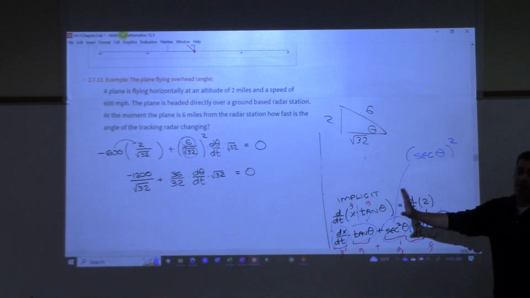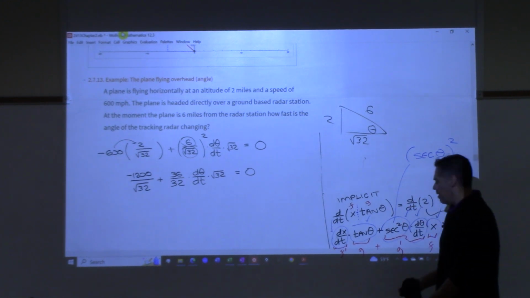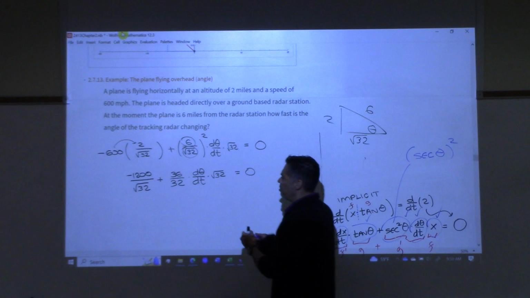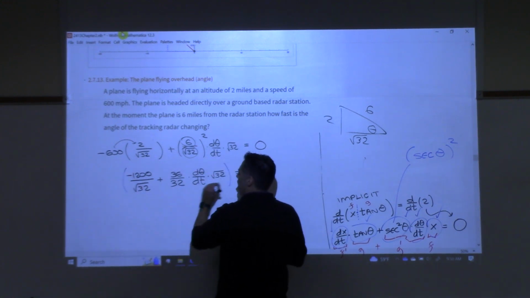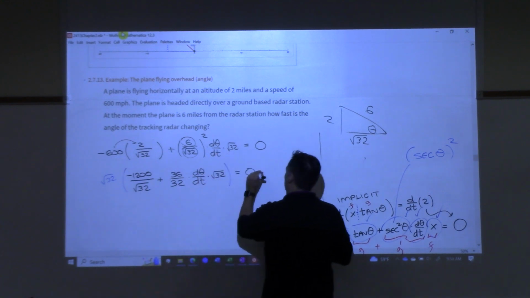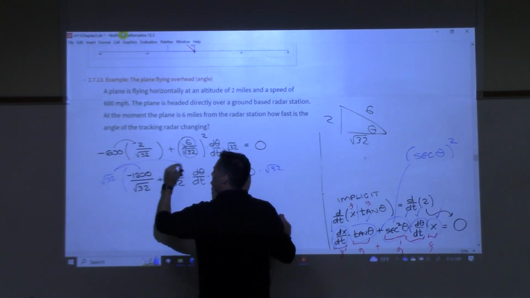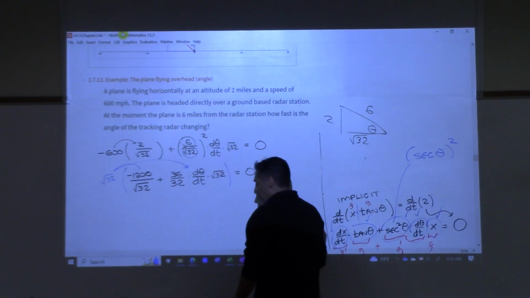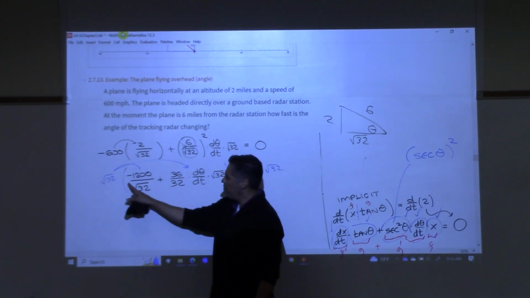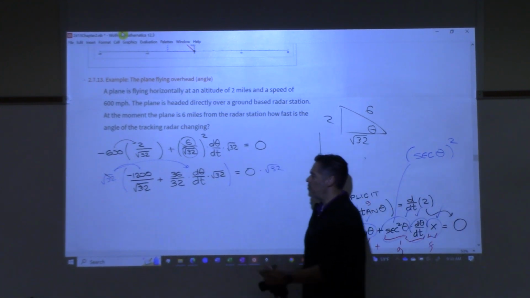I have a lot of options on what to do now. I could go to a calculator, but I'm trying this without a calculator right now. I'm gonna clear this root 32 out. I'm gonna take the whole thing and multiply by root 32 here. I'm doing this only because I see something that's gonna happen that's gonna be kind of nice. When I multiply this by root 32, the root 32s go away, don't they? That first one, I'm just left with negative 1200.